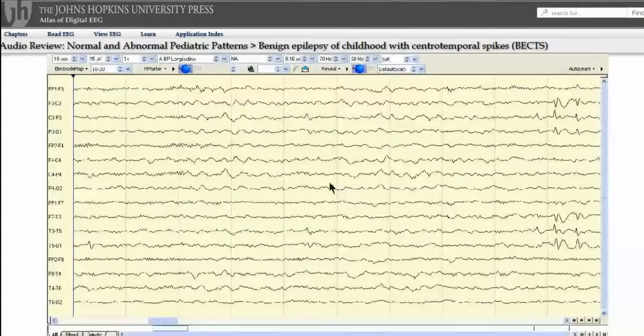As we go to the next page, we can see better defined sleep spindles that are occurring in a build-up synchronously, bilaterally, over the anterior head regions, maximally here at F3 and on the other side at F4. During this segment of stage 2 sleep, we see at the far right the epileptiform discharges that we previously described.